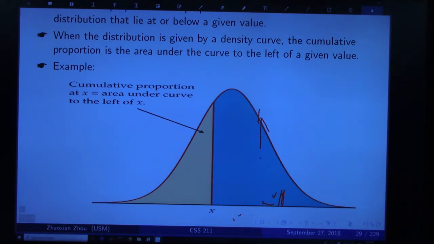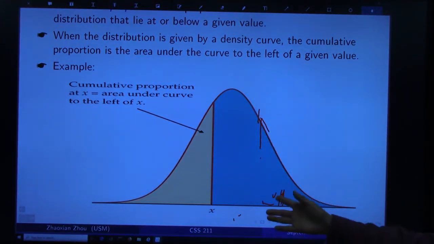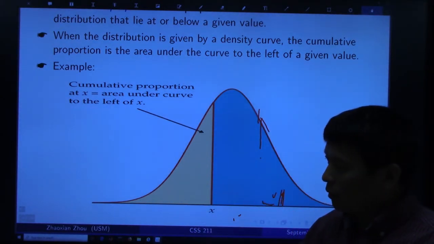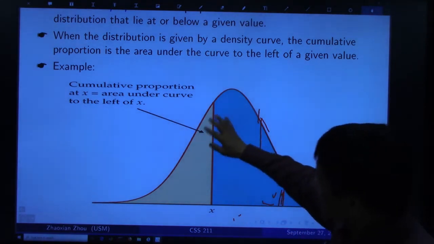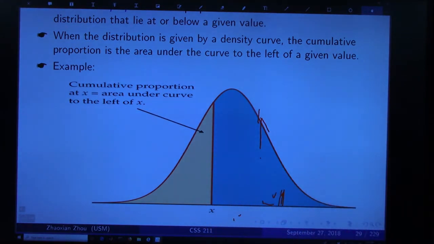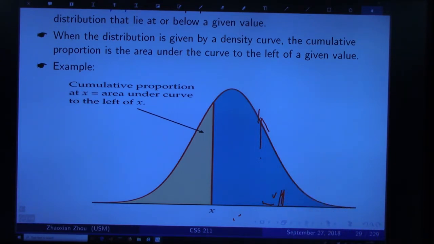Now we want to know this cumulative proportion. So how do we calculate it? For example, if x equals 10, what is this area? From math, we know the area is the integral of this curve from somewhere to somewhere, but we do not want to use this. The good news is that for any standard normal distribution, we have a table at the back of the textbook called table A, and we can easily calculate the area. We don't need to do the integration. We use table A to look up the area.